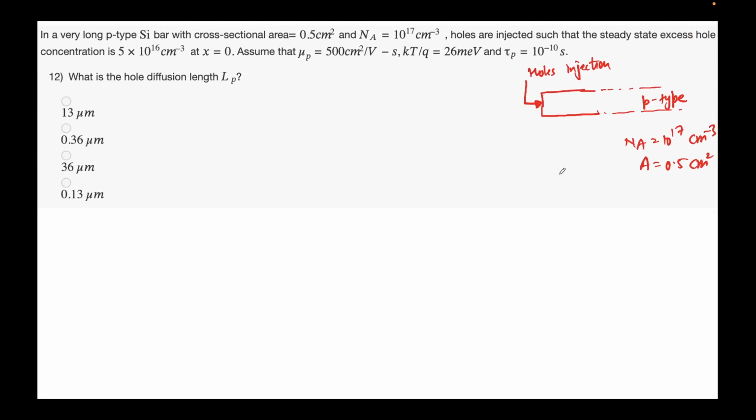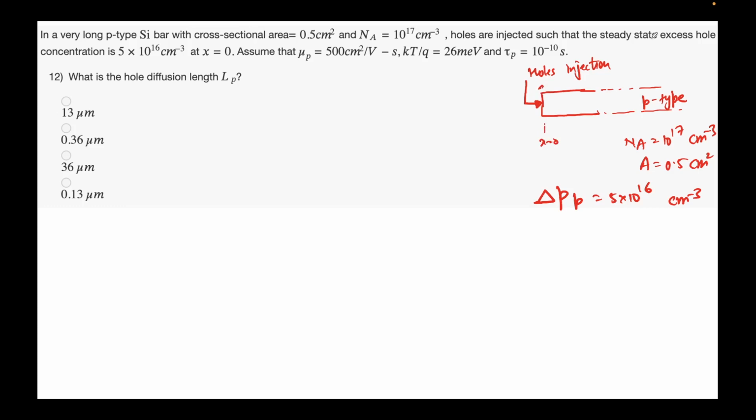Okay, so what's happening here is that steady state excess hole concentration is being given to us. How do I write that? Steady state excess hole concentration. Excess hole means delta P, and since it's a p-type semiconductor, the subscript will also be P. It's been given as 5 into 10 to the power 16 cm minus 3 at x equal to 0.